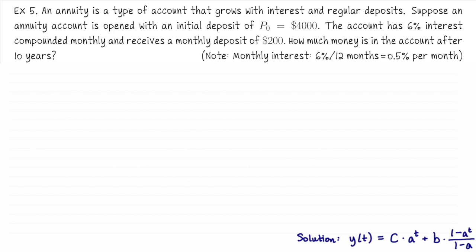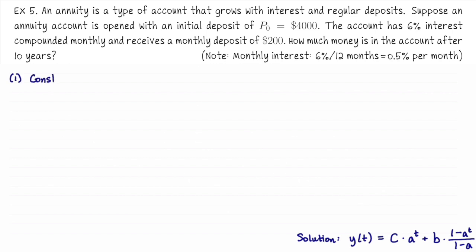All right, an annuity is a type of account that grows with interest, like the example we already saw, but also gets a regular deposit whenever the interest is compounded. So suppose an annuity account is opened with an initial deposit of $4,000. The account has an interest rate of 6% compounded monthly, and then each month it just gets a deposit of $200. So how much money is in the account after 10 years?